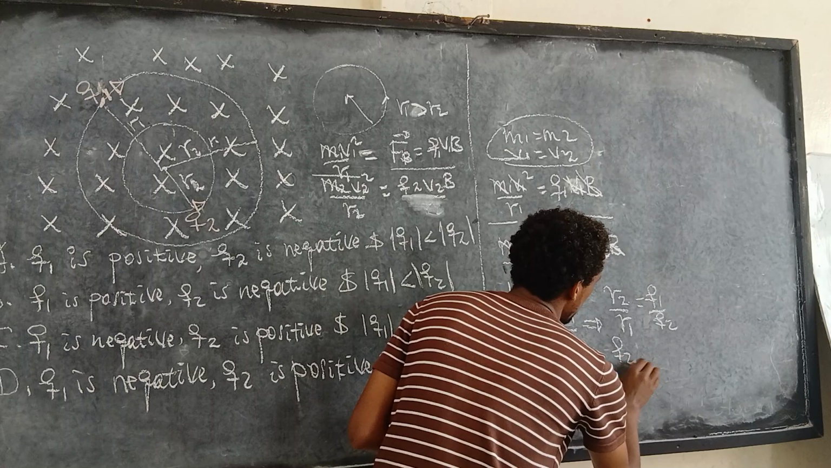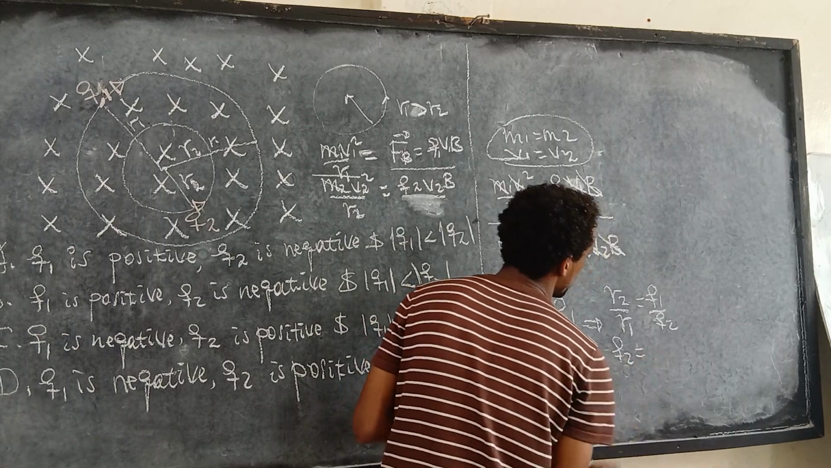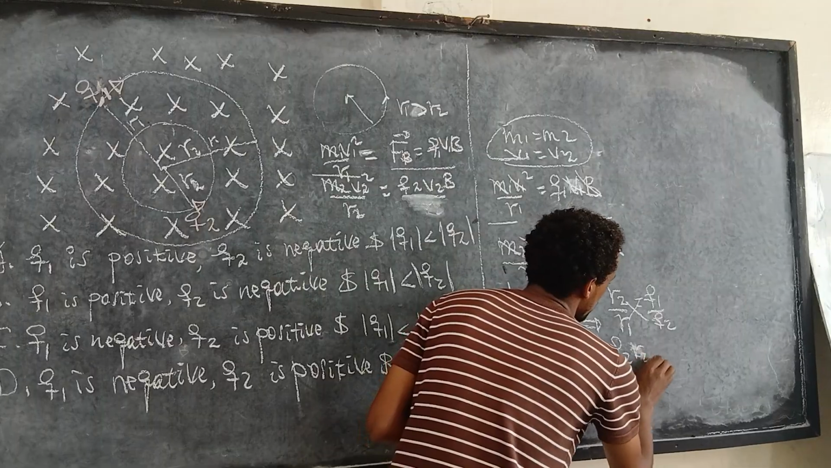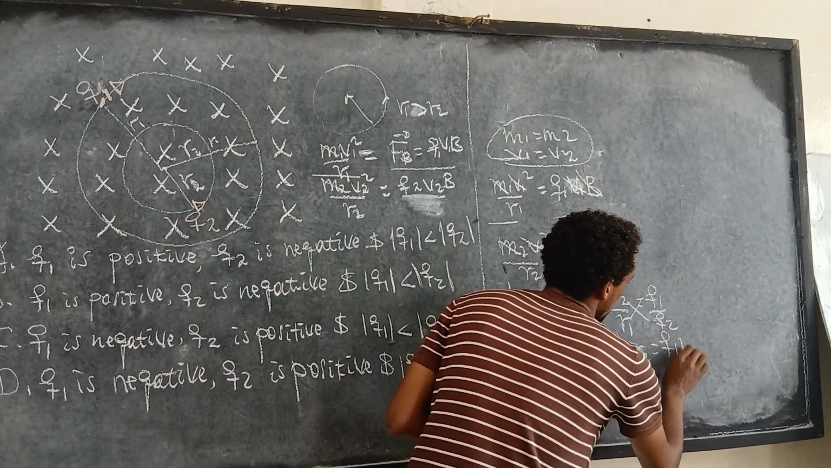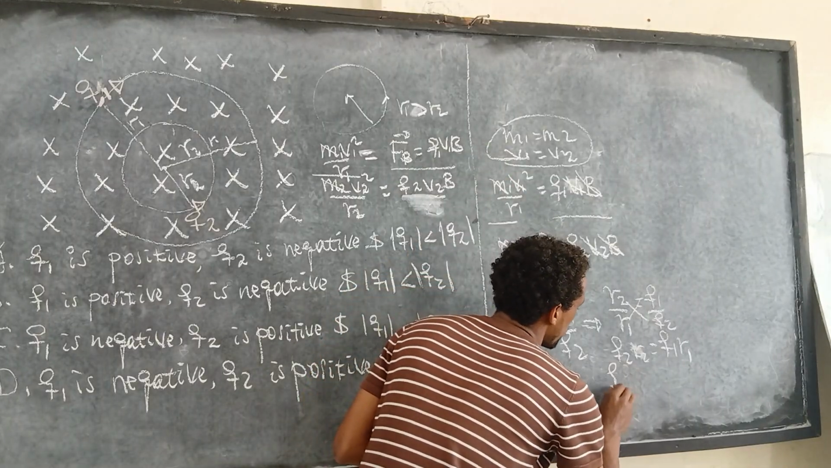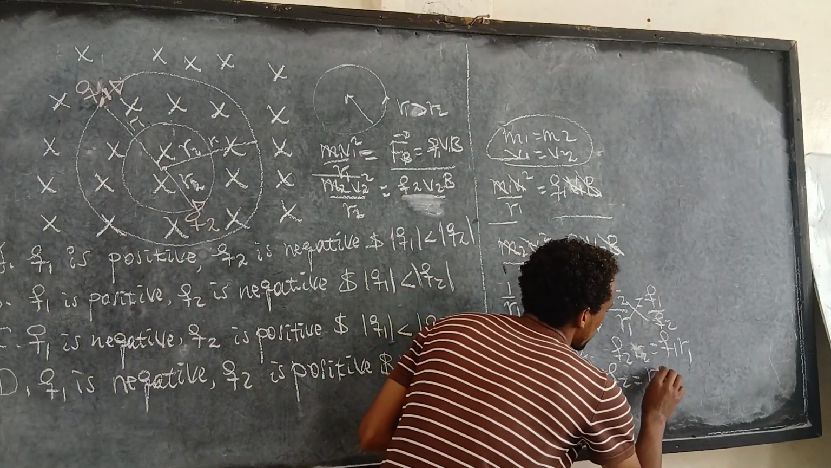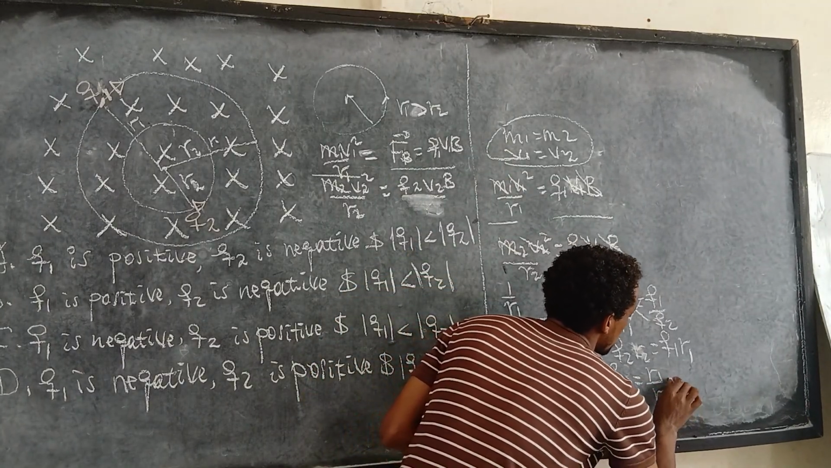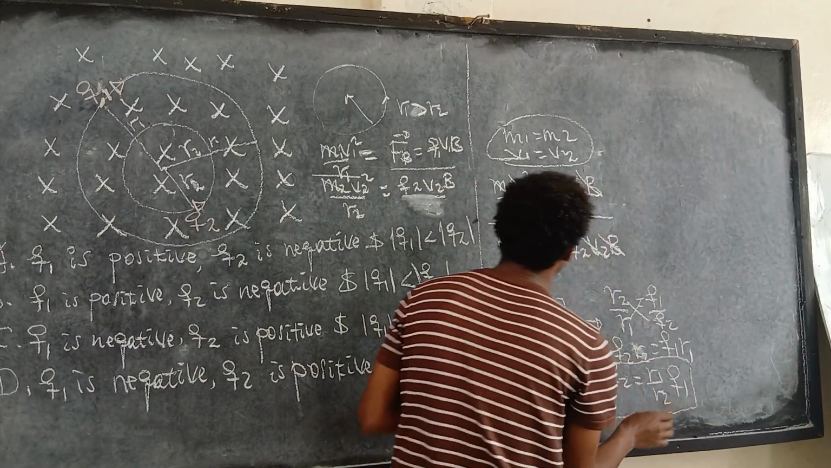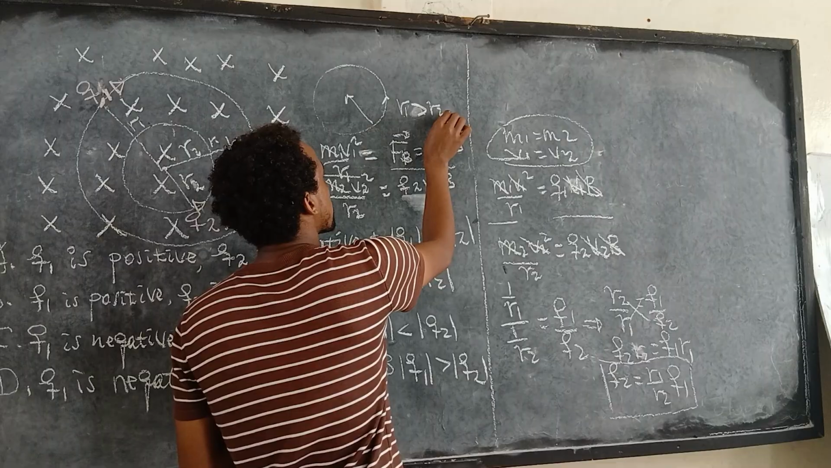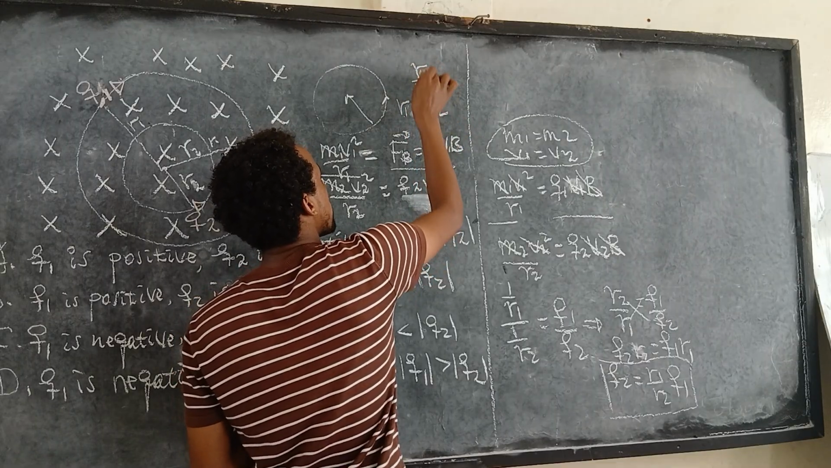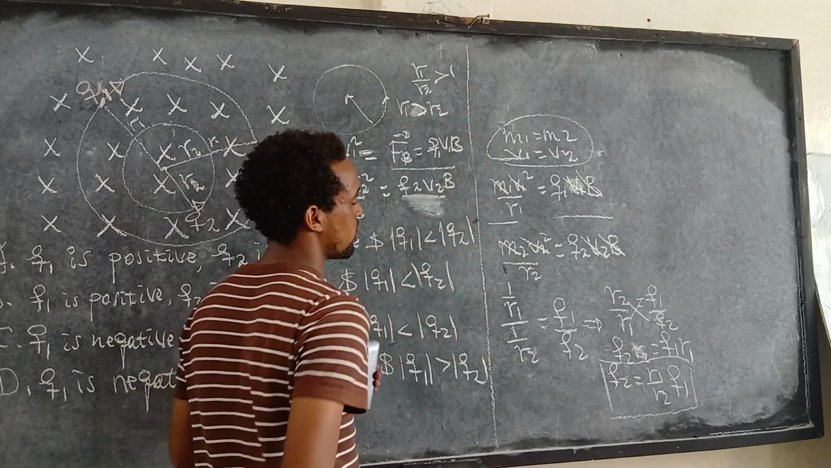Now, Q2 times R2 is equal to Q1 times R1, cross-multiplying. So Q2 is equal to R1 divided by R2 times Q1. Now we have this. But what is R1 divided by R2? Since R1 is greater than R2, R1 divided by R2 is greater than 1.